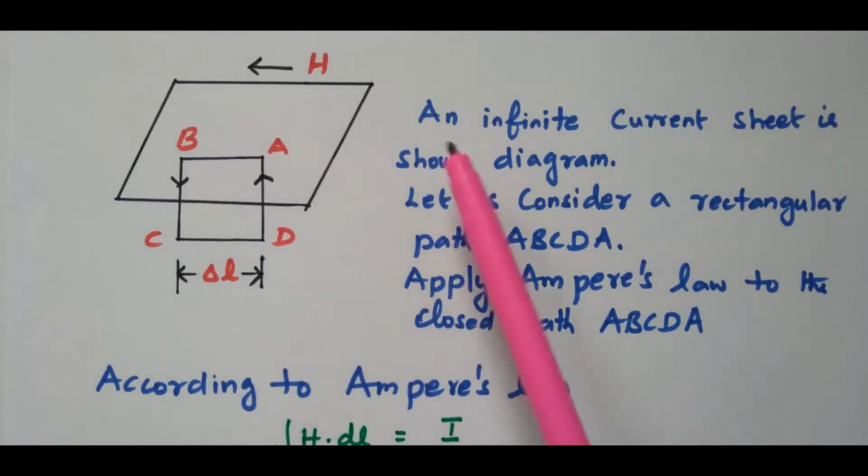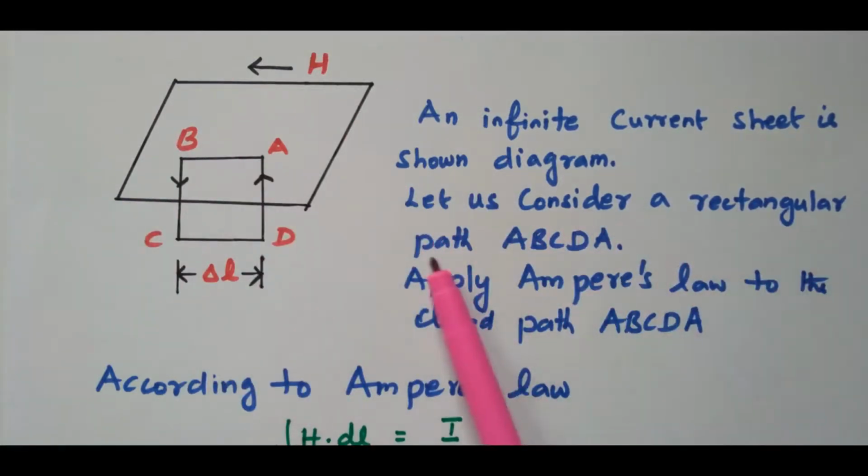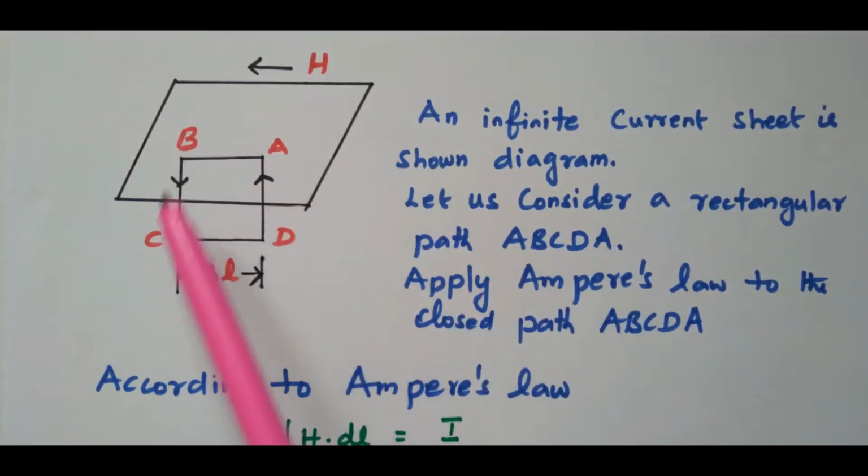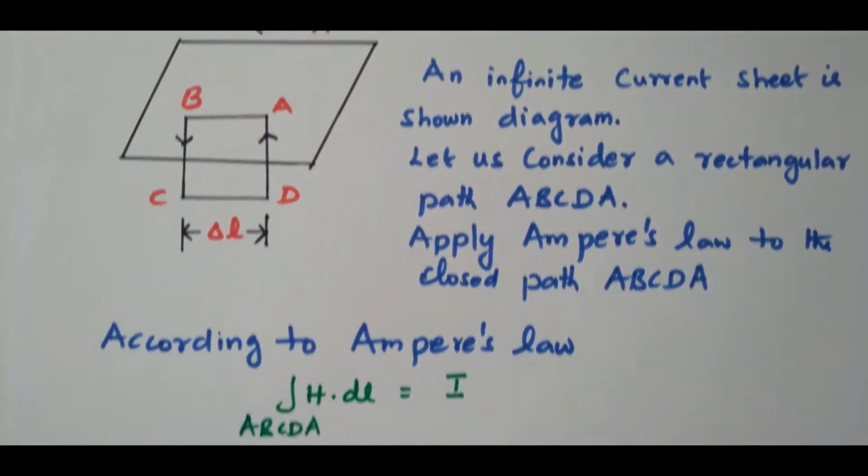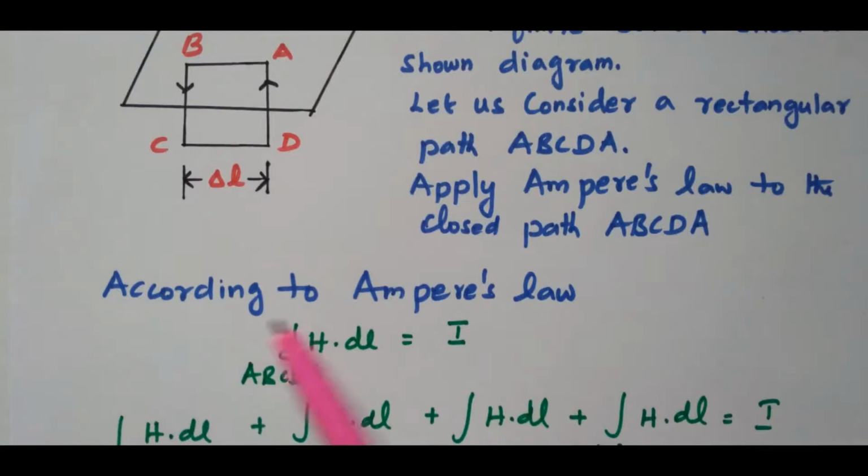So an infinite current sheet is shown in the diagram. Let us consider the rectangular path A, B, C, D, A. Now we are going to apply Ampere's law to the closed path A, B, C, D, A. While applying Ampere's law, definitely we need one closed path. So according to Ampere's law, integral H dot dl equals I for the closed path A, B, C, D, A.